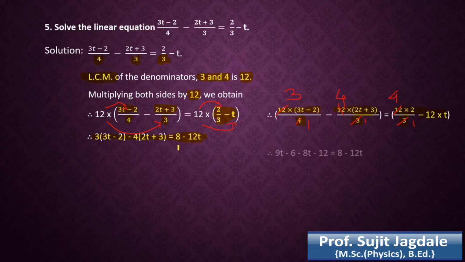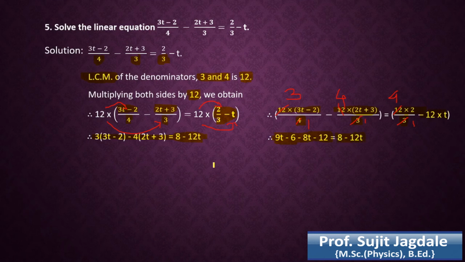And now after solving this bracket, we are getting 9t minus 6, 9t minus 6 minus 8t minus 12. So we have to consider all the signs also. Here see, minus into plus is minus, again minus into plus is minus, here also minus into plus is minus. So we have considered all the signs, and this RHS is going to remain as it is, 8 minus 12t.